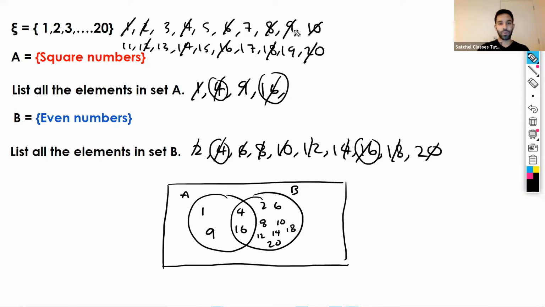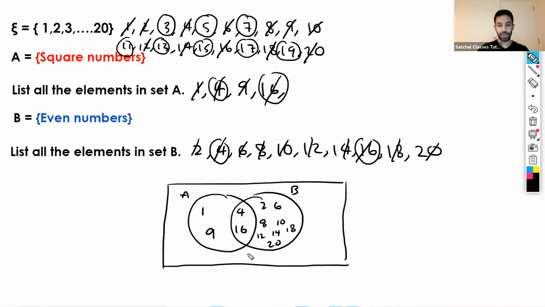And the benefit of crossing the numbers out as you allocate them into your Venn diagram is that you can now clearly see which numbers are left. So we have 3, 5, 7, 11, 13, 15, and 17, and 19 for that matter, that still need to be allocated in our universal set. So those are the numbers that go outside of set A and set B in the box.